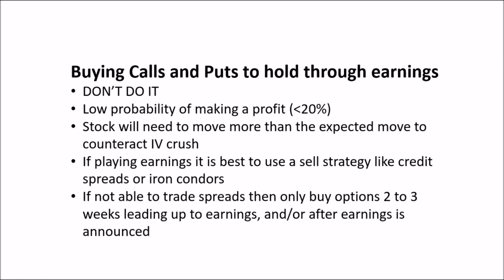If you're going to play earnings, the best strategies to use are sell strategies like credit spreads or iron condors. And I realize not everyone can trade those types of strategies in their account. So if you can't do that and you can only buy calls and puts, the best thing to do would be to buy your call or put 2 to 3 weeks leading up to earnings. Because since we know that implied volatility will start increasing as it gets closer to the event, in this case the earnings date, you can actually profit just off that implied volatility increase.